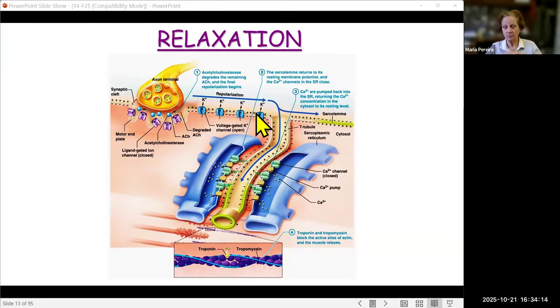That's the resting membrane potential that is required to trigger relaxation, so that the calcium pumps are going to be open when the membrane potential goes back to minus 90 millivolts. So then the calcium pumps open up and calcium goes back into the sarcoplasmic reticulum.